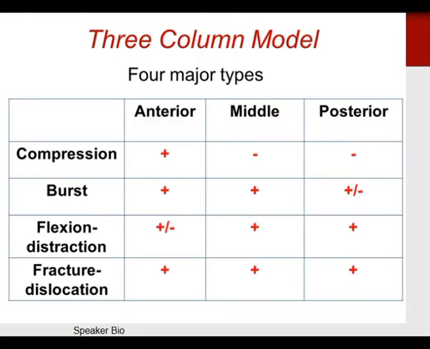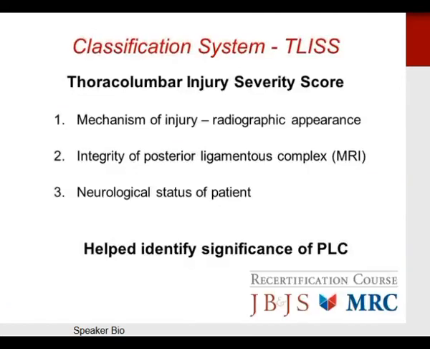This table here describes the 4 fracture patterns. Compression involves the anterior column. The burst involves the anterior and middle column. The key to stability is whether or not the posterior ligamentous complex is intact in a burst fracture. A flexion distraction proceeds from posterior to anterior, whereas a fracture dislocation involves all 3 columns. The TLICS classification uses morphology, and also adds in the integrity of the posterior ligamentous complex and the neurologic status. The key of the TLICS system is it helps identify the significance of the posterior ligamentous complex.